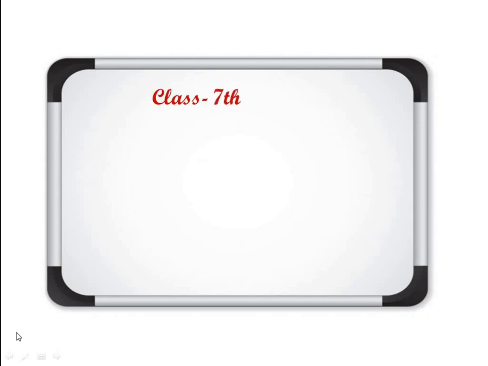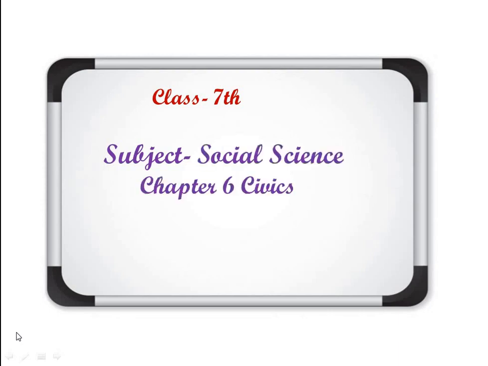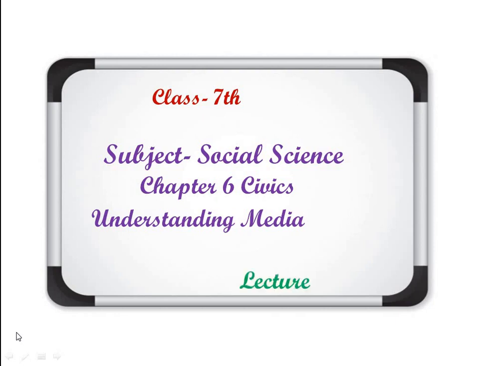This is class 7th, subject social science, chapter number 6 of civics. Name of the chapter is understanding diversity, and this is going to be our lecture number 2 of this chapter. As in lecture number 1, we have already discussed about media. What is media and what are the means of mass media? We have also covered media and technology and media and money. Now some other topics of this chapter we are going to cover in today's lecture.